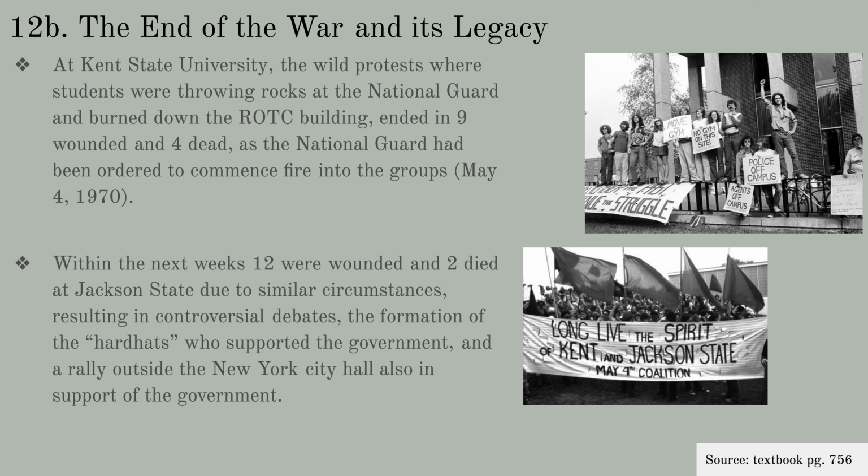Within the next weeks, 12 were wounded and 2 died at Jackson State due to similar circumstances, resulting in controversial debates, the formation of quote-unquote hard hats who supported the government, and a rally outside New York City Hall, also in support of the government.